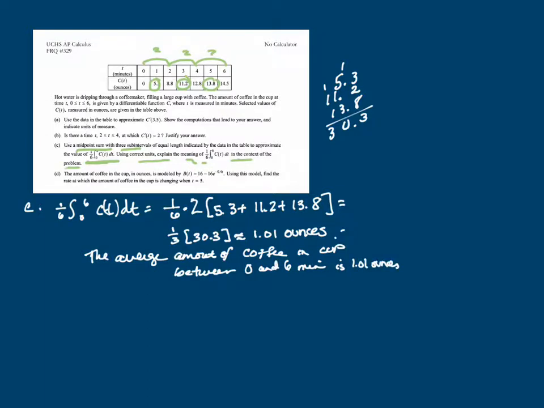So you get 3 points for this. You get 1 point for the midpoint sum, 1 point for 1.01, and 1 point for saying it's the average amount. All right, going on to Part D.